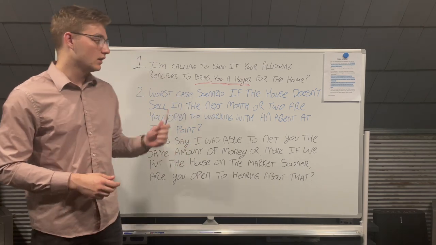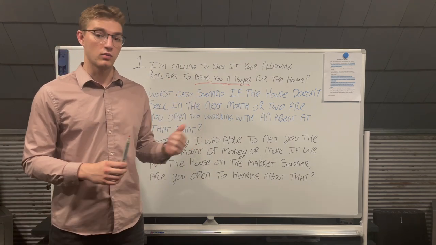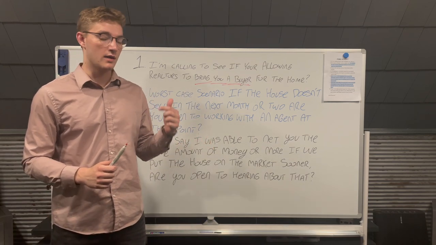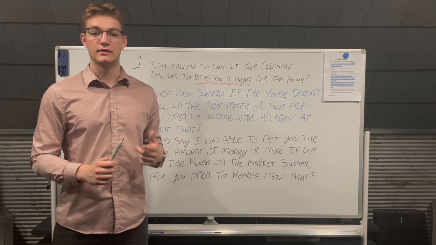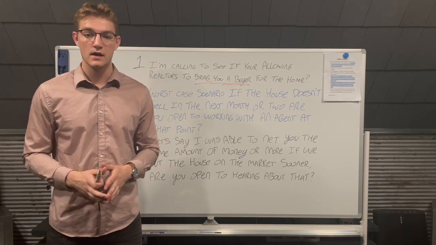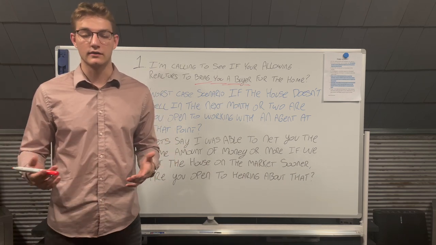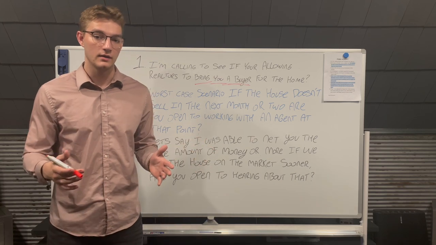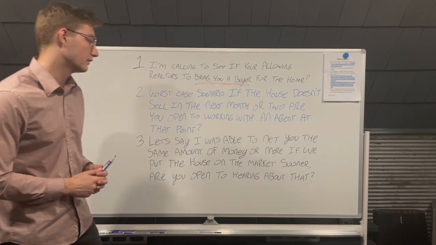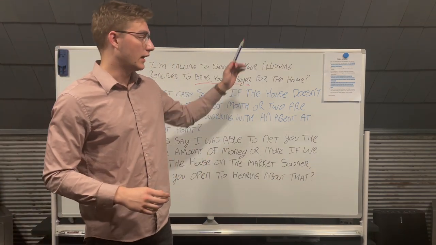trying to see if they're willing to work with an agent. This question is also fantastic because it tells me two things. One, if they say yes to this, they're open to working with an agent. And more importantly, it tells me that they're willing to pay 2 to 3% for a buyer's agent commission. This means I'm halfway there on the commission. I only need 5 to 6% to list the home. And if they're willing to pay 2 to 3, I'm halfway there already on getting a listing agreement.